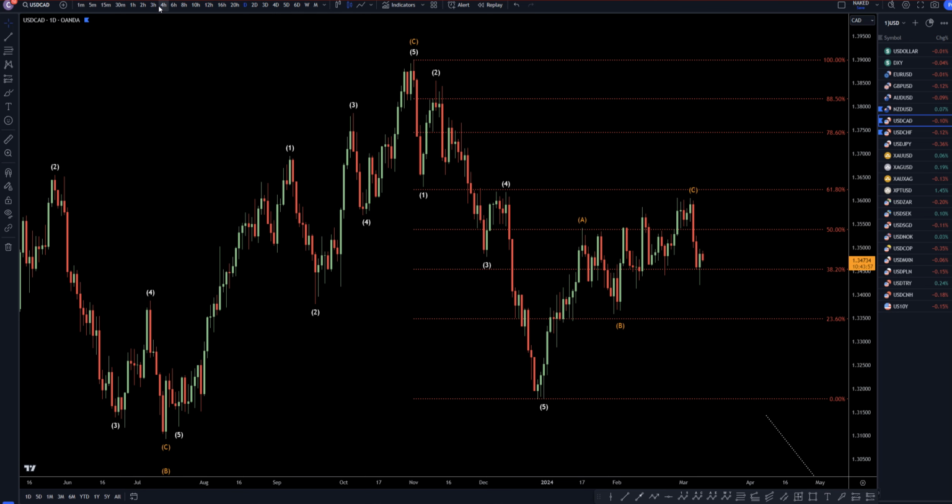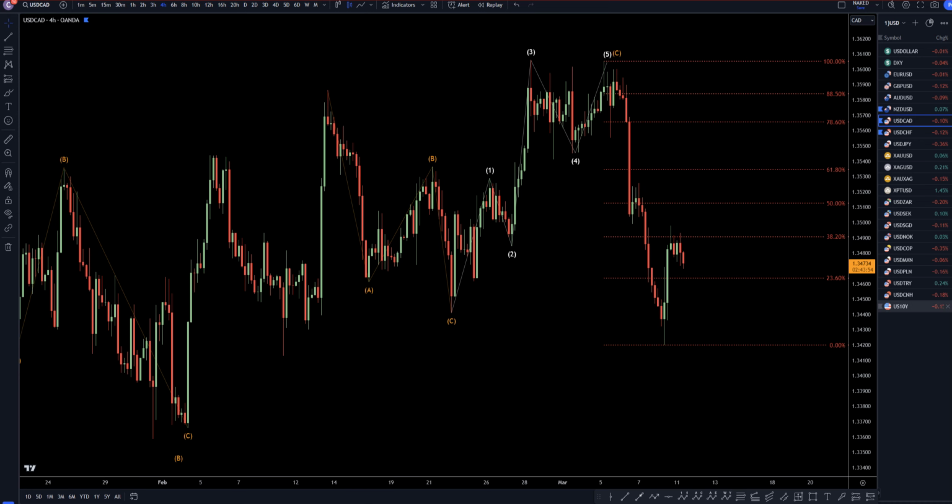So going down to the 4 hour time frame, I mean, we definitely already got a 1, 2, 3, 4, 5 shape right here. Maybe it's already made a 1. Maybe this is already an A. This is going to go down for a B, up for a wave C.